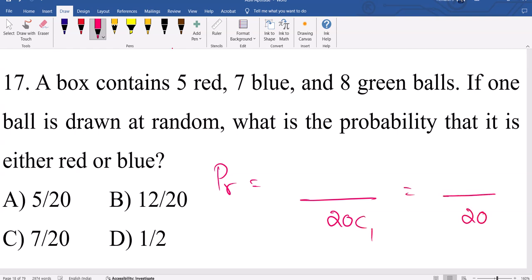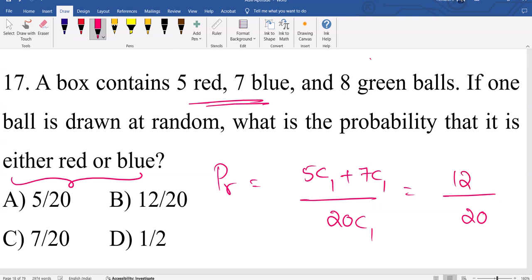What is favorable here? Either red or blue. From red you can select or you can select blue. Right? So 5 plus 7, 12. nC1 is nothing but n. So 12 divided by 20. Very basic question. Option B.